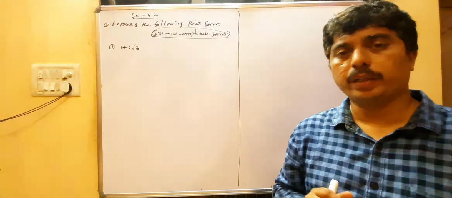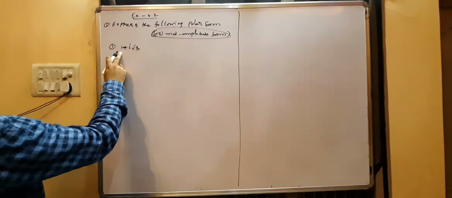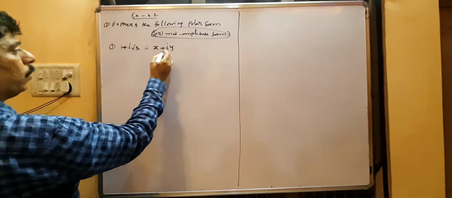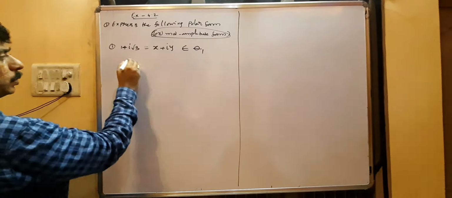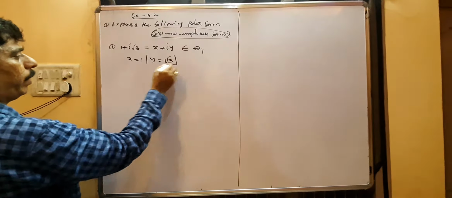Coming to 1 plus i root 3, you have to convert it into polar form. Real part positive, imaginary part positive. So this is x plus iy, so obviously it belongs to the first quadrant. x equal to 1, y is root 3.